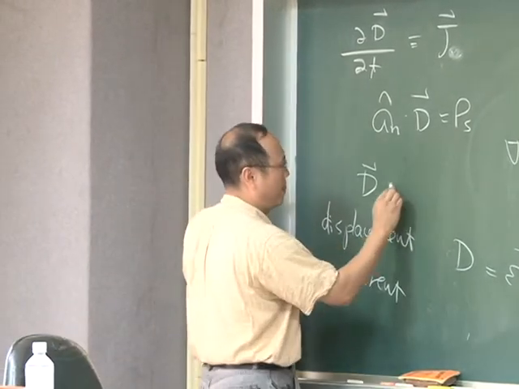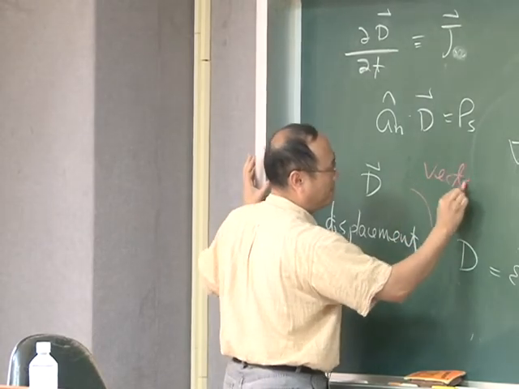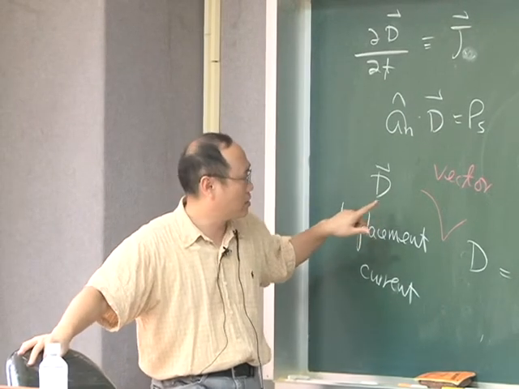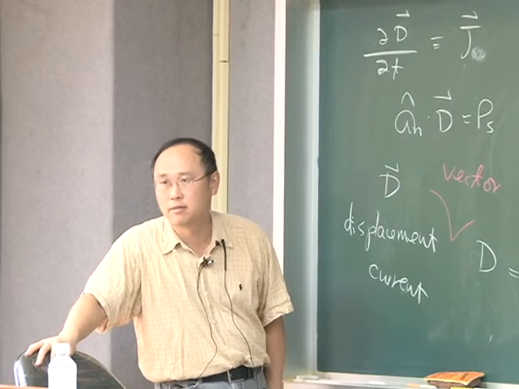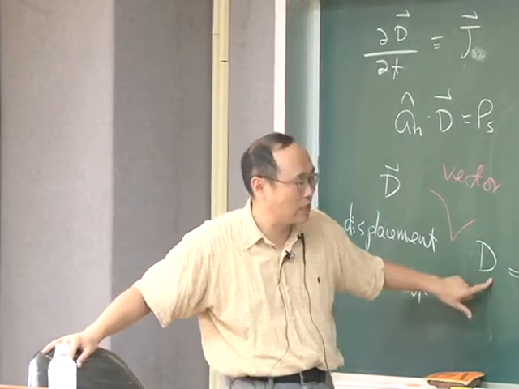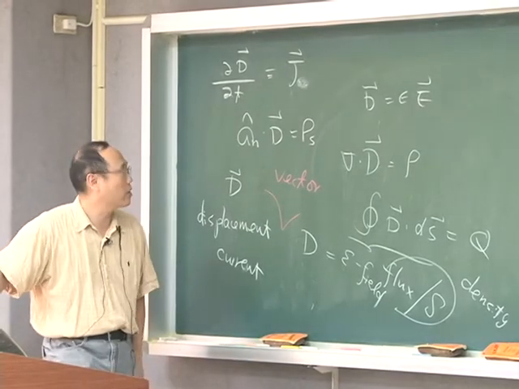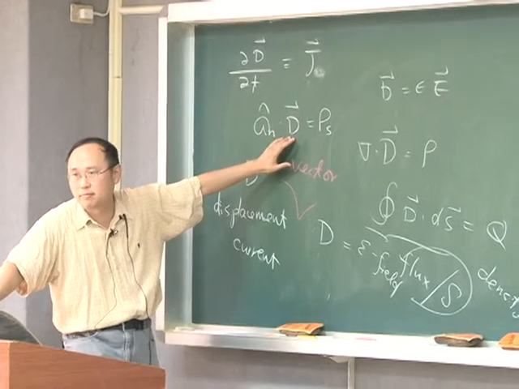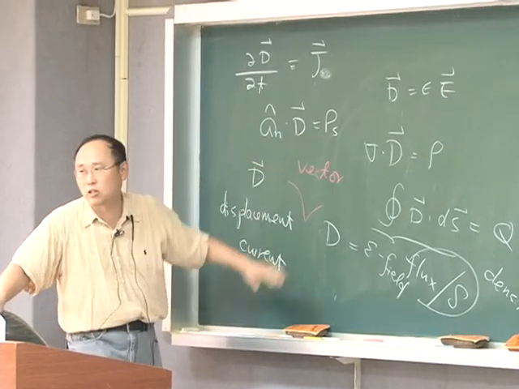Okay, later when you learn time varying fields, this D is also called the displacement vector. For now, the D we have learned is the electric flux density. And the normal component of D along some conducting surface is the surface charge.